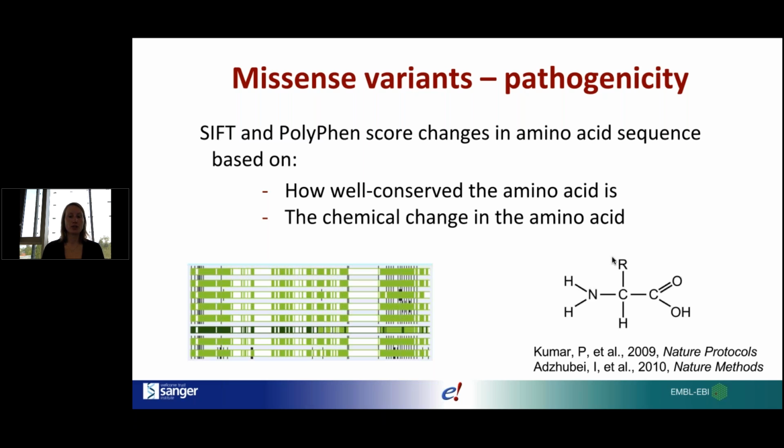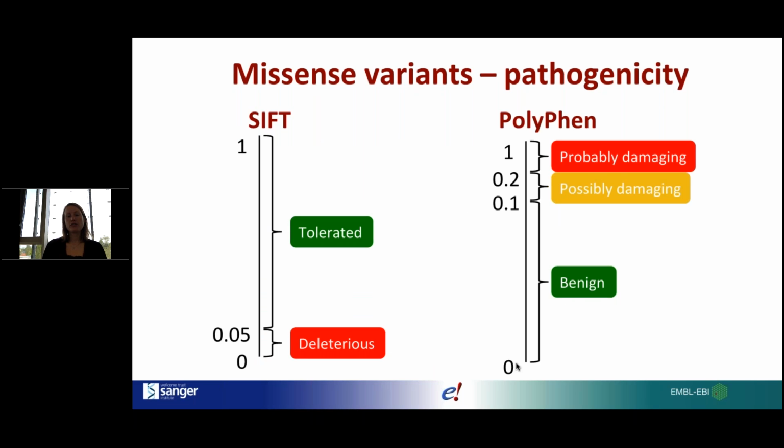So PolyPhen considers changes to amino acids in addition to conservation to guess whether or not a missense variant is likely to be tolerated. You can read more about SIFT and PolyPhen in these two papers. SIFT and PolyPhen are predictive. They're not based directly on experimental evidence, so we do suggest that you interpret their predictions cautiously. They both use scales from 0 to 1 to indicate whether variants are likely to be tolerated in a cell or tissue or deleterious. But unfortunately, the scales are opposing. So we color code them, and we would encourage you just to look at the colors. Red is bad and green is likely benign or tolerated.